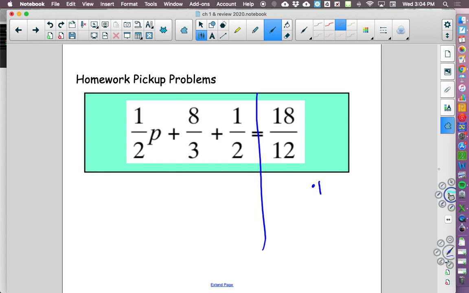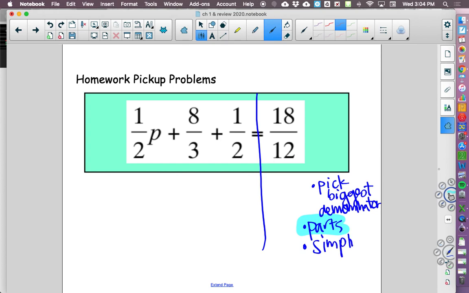Remember that you're going to pick the biggest bottom number, pick the biggest denominator, make sure that you mark all your parts, because if you forget to mark all of your parts, you're going to miss some, and then you're going to simplify. And then from there, it should be an equation that you're going to understand. So hit pause on the video, give this problem a try, and then come back and see how you did.